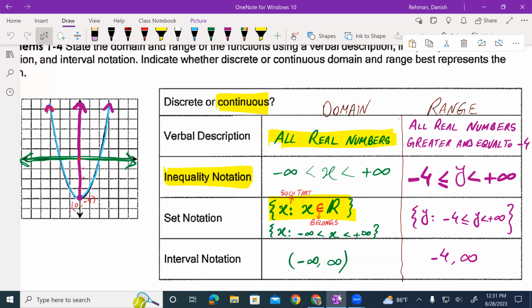In case of the range, because negative 4 is inclusive, it does have a line of equality. So that should be a square bracket. Whenever we have a line, we will use the bracket. And whenever we don't have the line with the inequality, that will just be the parenthesis. Make sense? Okay. These were the 4 different notations for the domain and range.